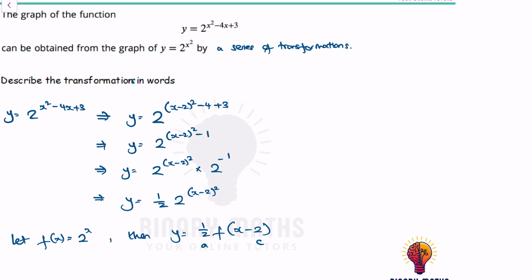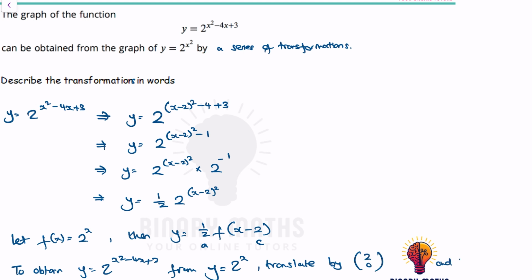So the first thing we need to do is to transform, to obtain y is equal to 2 to the power of x squared minus 4x plus 3 from y is equal to 2 to the power of x. First thing we need to do is translate by 2, 0. And then perform, the half means it's a vertical stretch. It's outside the bracket, so we perform a vertical stretch of scale factor a half. Okay, so we need to translate by 2, 0 first, and then perform a vertical stretch of scale factor a half.